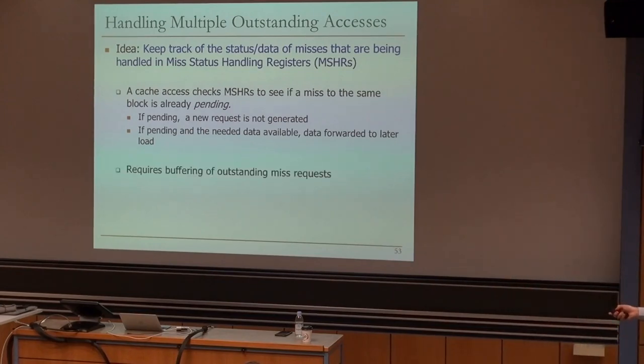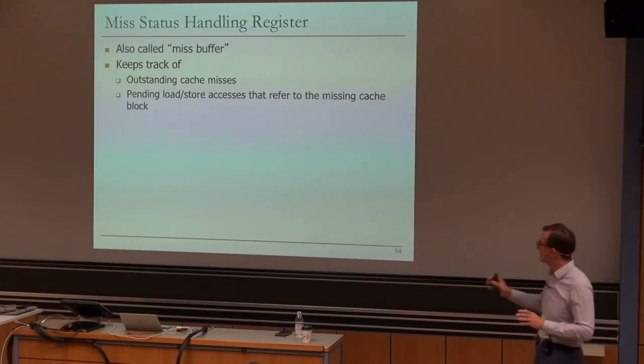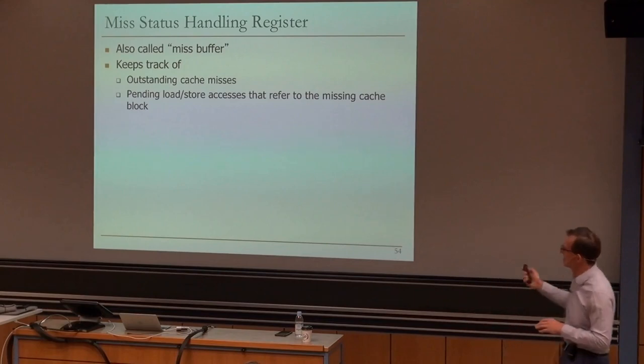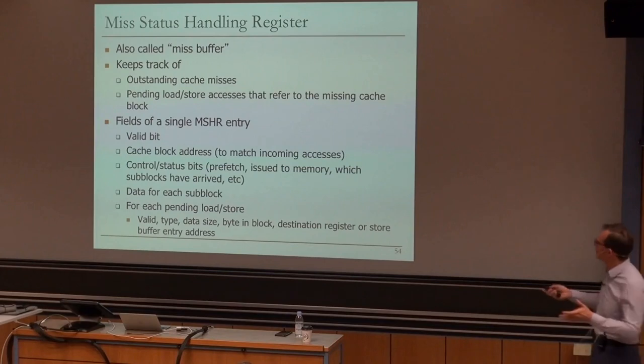That's the idea. It's very simple. It requires buffering of the outstanding miss requests. It requires buffering of the data. I'm not going to go through this in detail. You can read it, but these slides are for your purpose. What do you need in each entry? What do you need to keep track of? I think these are relatively low-level implementation details, but it should be obvious, basically.